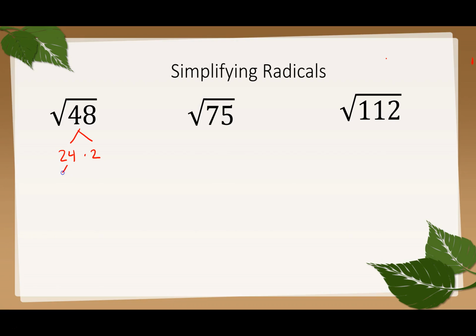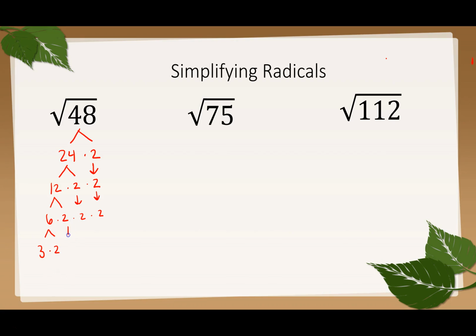Then I'm going to take 24 and I'm going to break that into 12 times 2. But don't forget to drop down your 2. Then I'm going to take this 12 and I'm going to reduce it into a 6 times 2. But don't forget to drop down these 2's. Then of course my 6 can reduce to a 3, and then that becomes a 2.